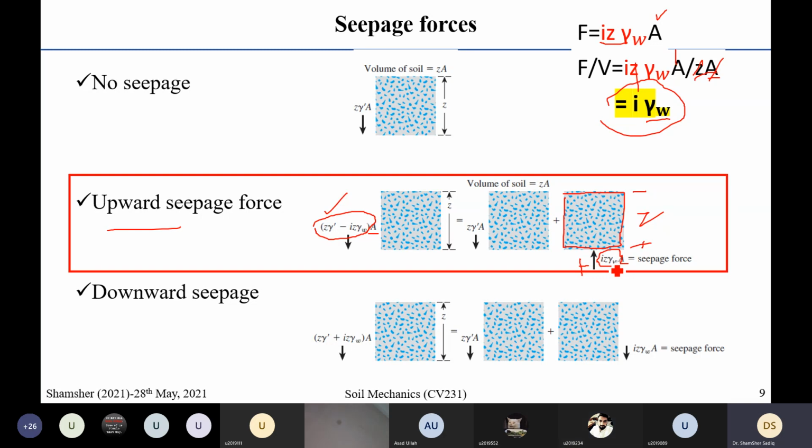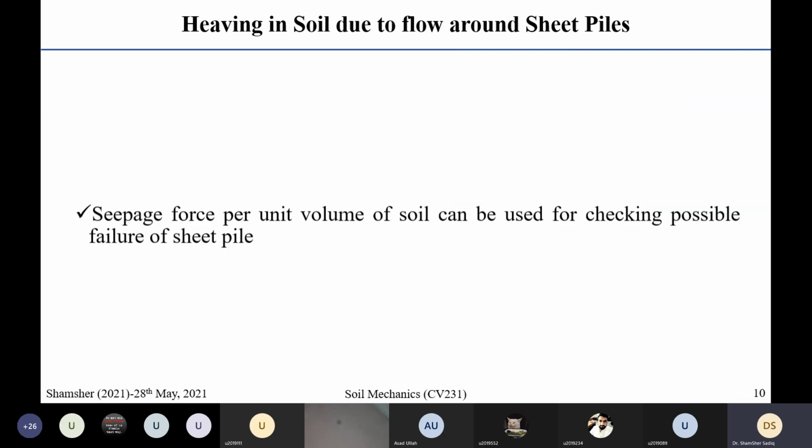Okay, I got it. Thank you. Now, it means that if I give this in an exam or MCQ or somewhere, what is the seepage force per unit volume? You should never forget that it is the hydraulic gradient times the unit weight of the water.